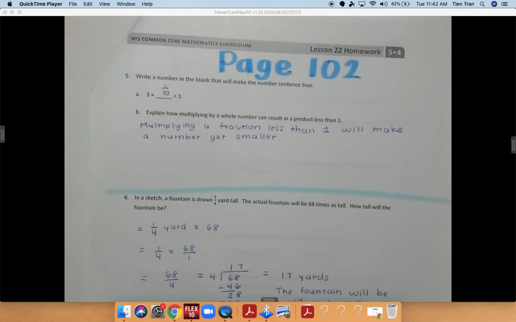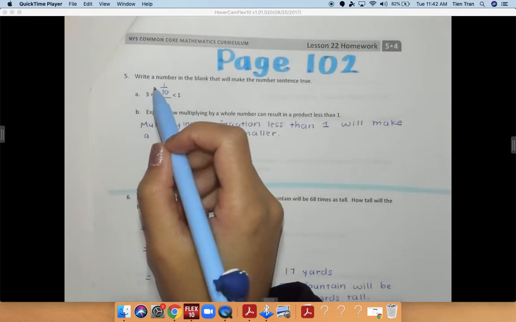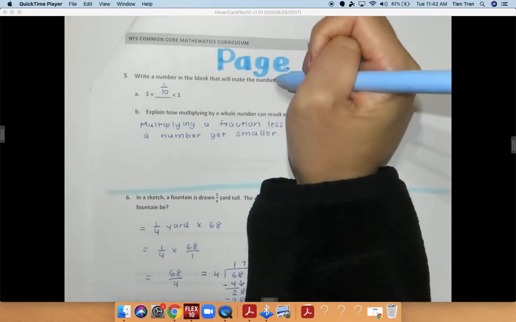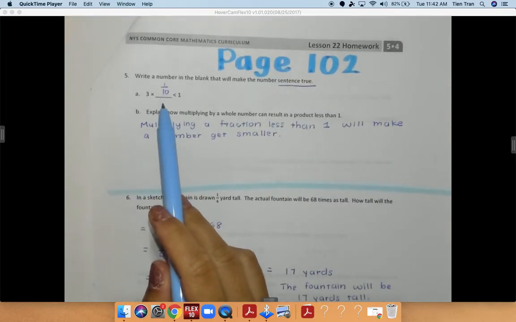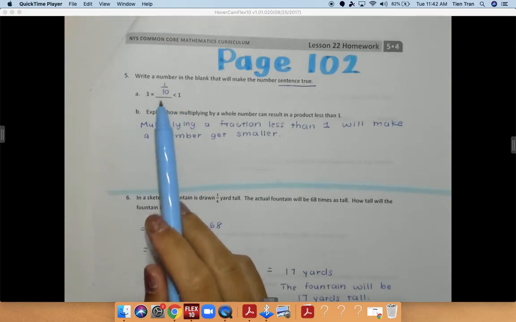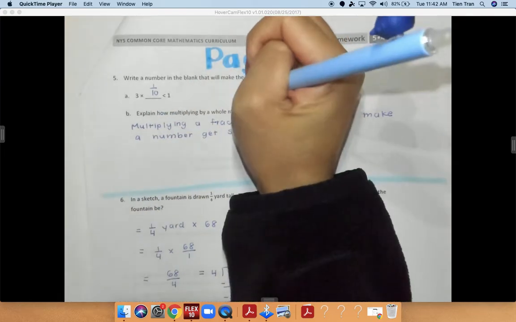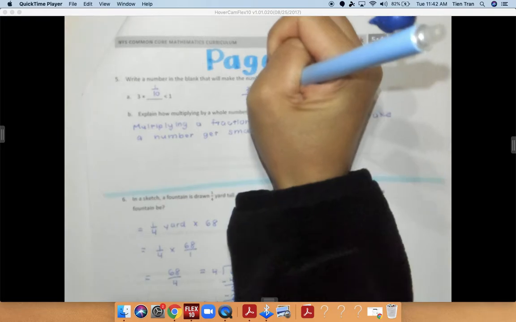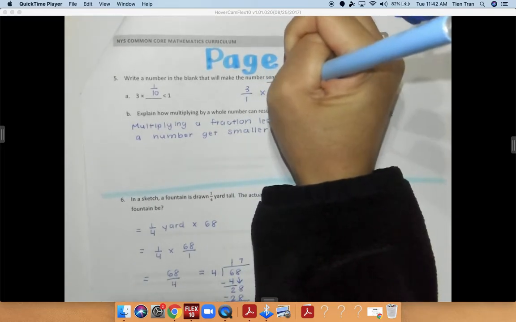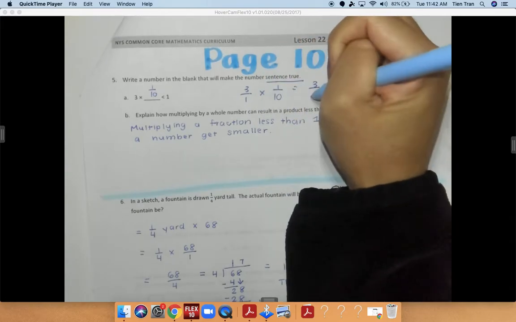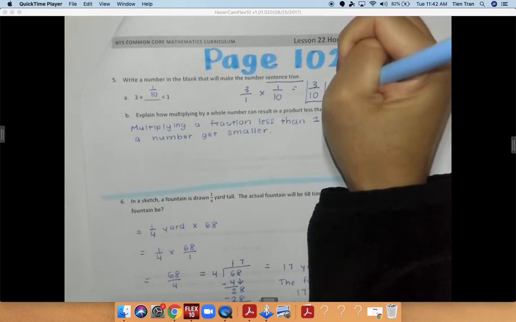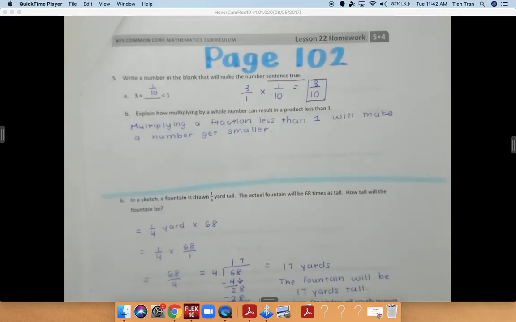Okay, now we have page 102. It asks you to write a number in the blank that will make the number sentence true. So 3 times 1/10 is going to give you a fraction that is less than 1. And I can show you by solving for it too. I have 3 times 1/10. 3 times 1 is equal to 3. 1 times 10 is equal to 10. 3/10 is smaller than 1.